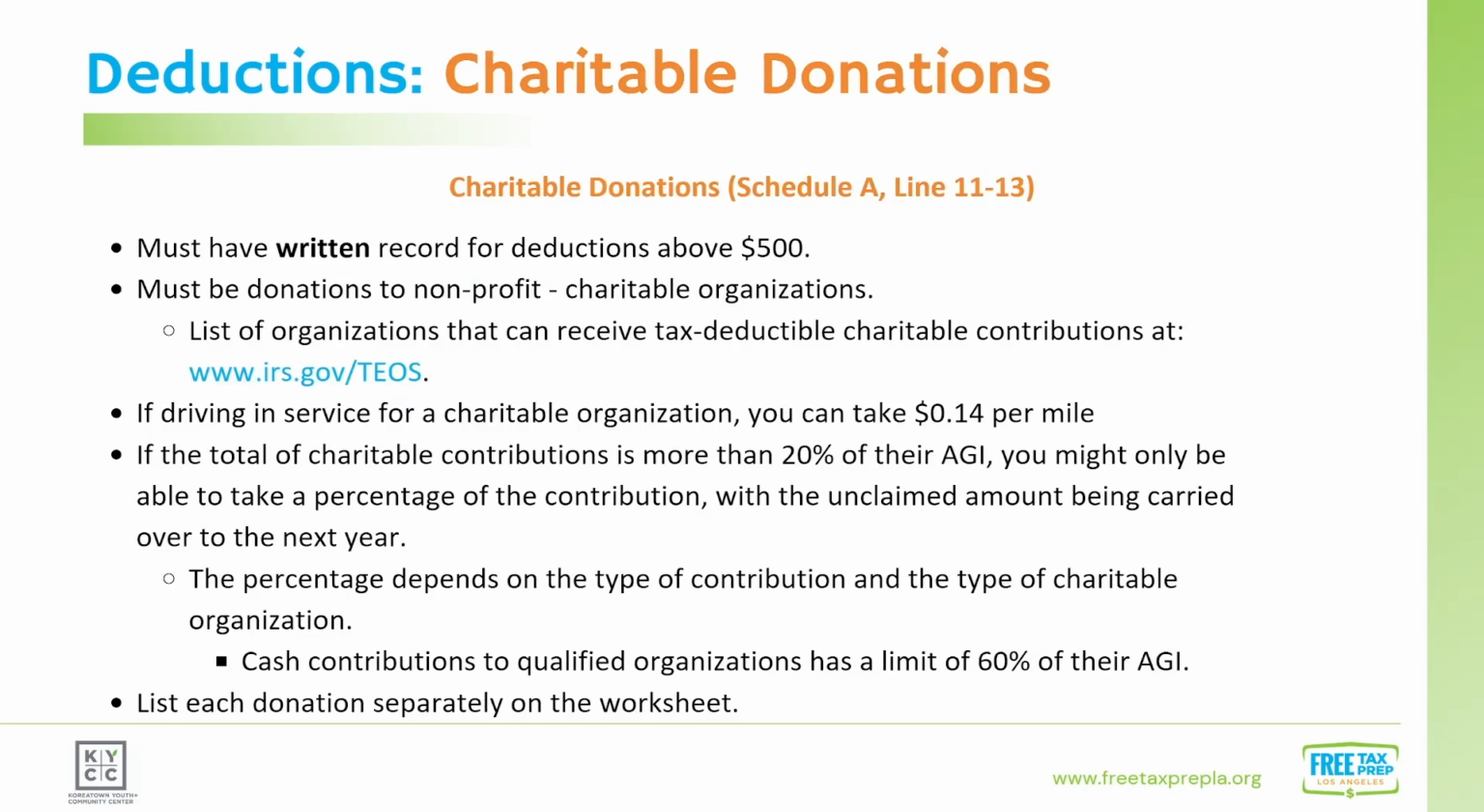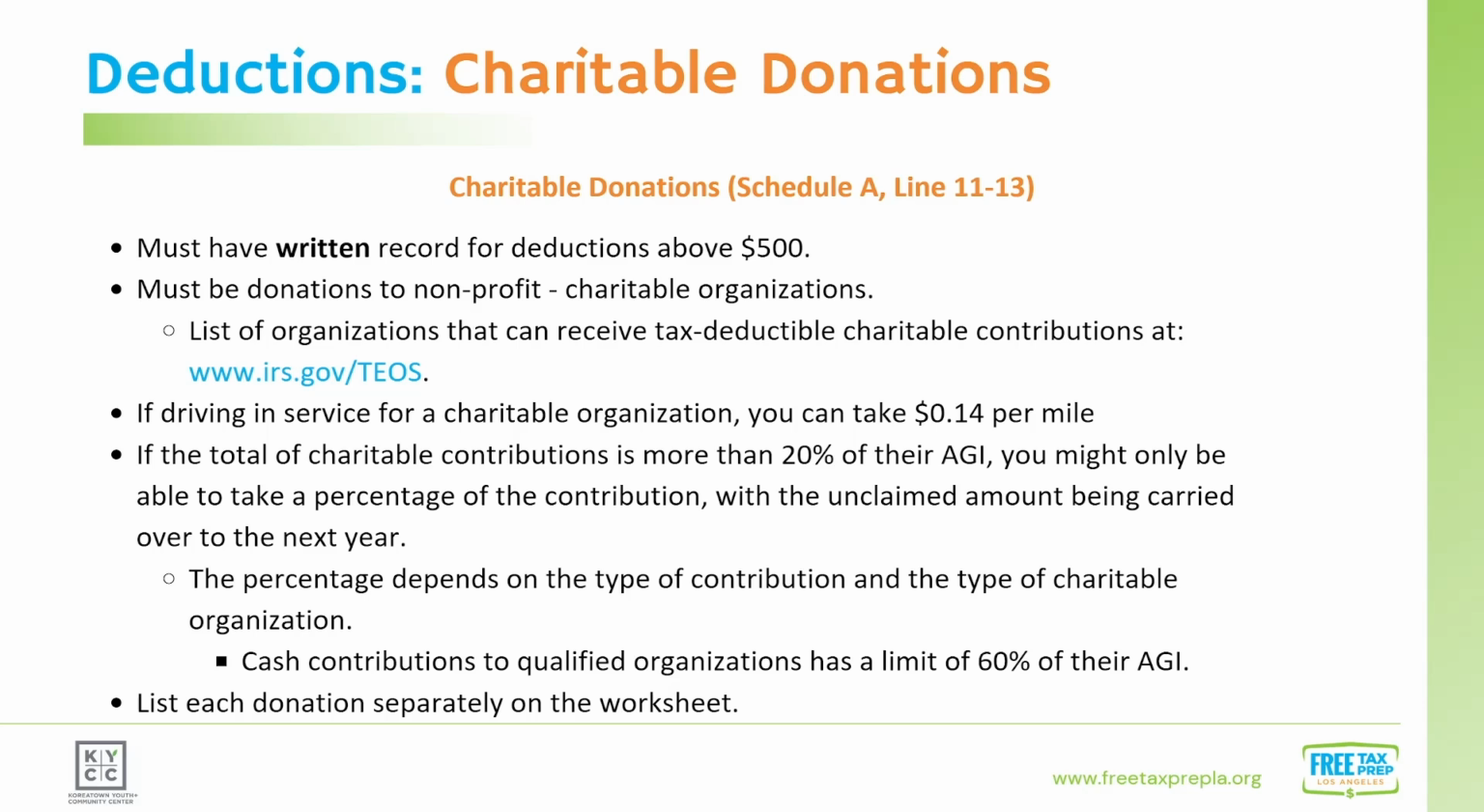Moving on to charitable donations. So charitable donations will be reported on the Schedule A, lines 11 through 13. You must have a written record for deductions above $500. This must be donations to a nonprofit or a charitable organization. And if anything, you can find a list of all organizations that can receive a tax-deductible charitable contribution at an IRS website. If you are driving in service for a charitable organization, you can take 14 cents per mile.